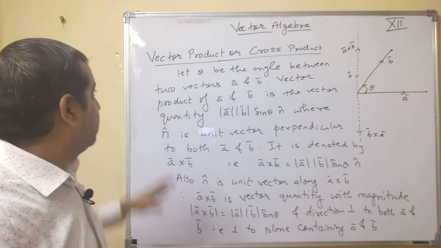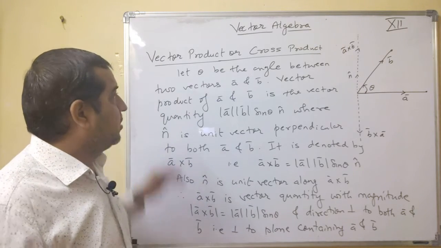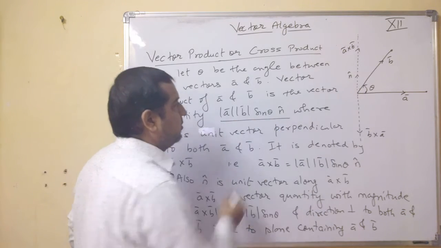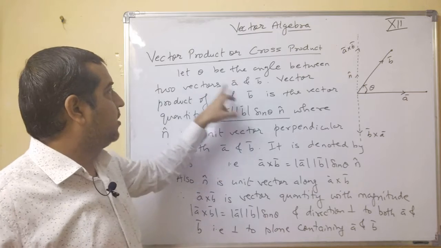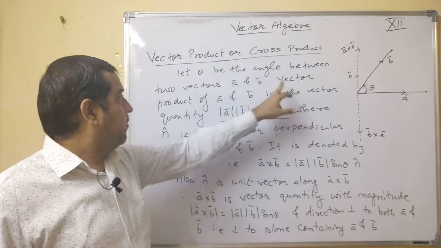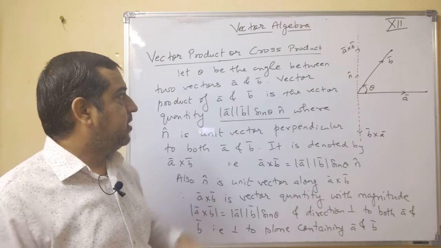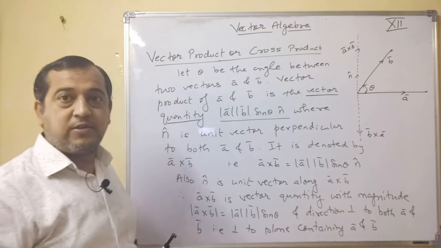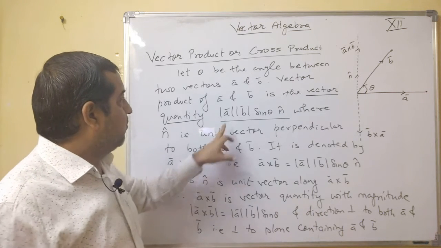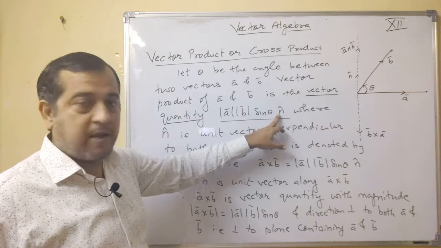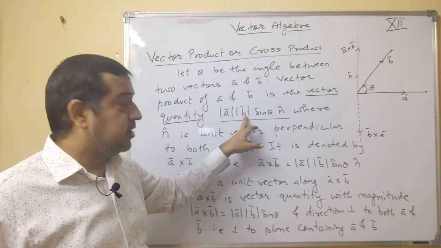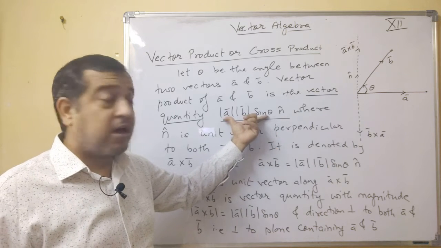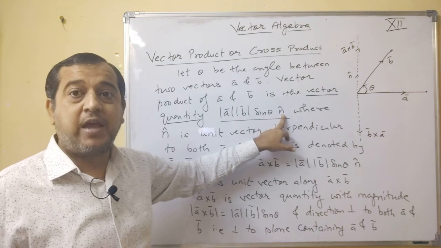Now in case of vector product, the final output is a vector quantity. First of all, theta is the angle between the two vectors, vector A and vector B. The vector product of vector A and vector B is the vector quantity mod A mod B sin theta n cap. Mod A is a magnitude, mod B is a magnitude, and sin theta again has a value from -1 to 1. So these three are magnitudes, but see this n cap.